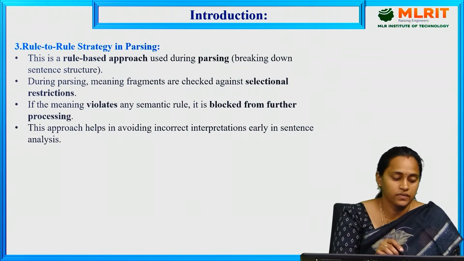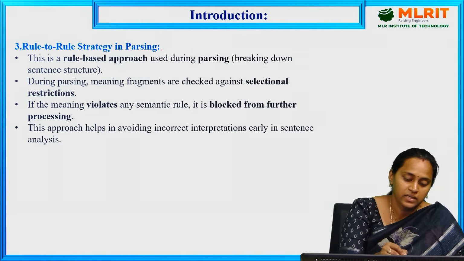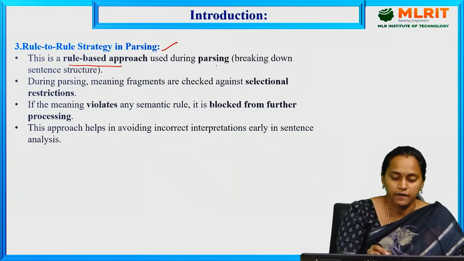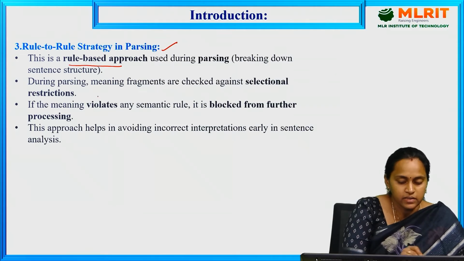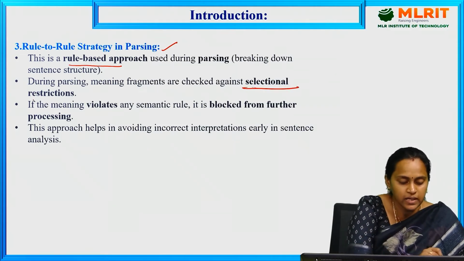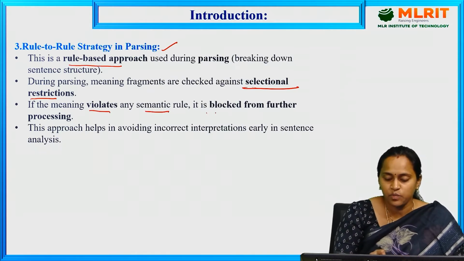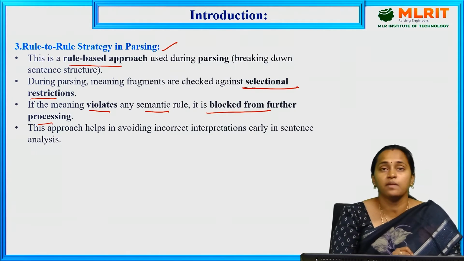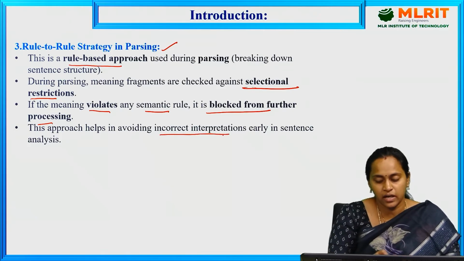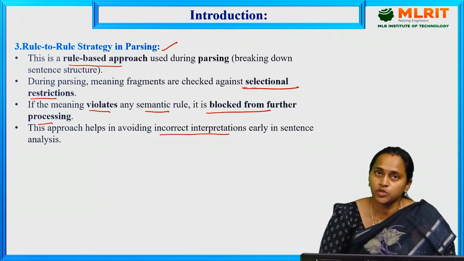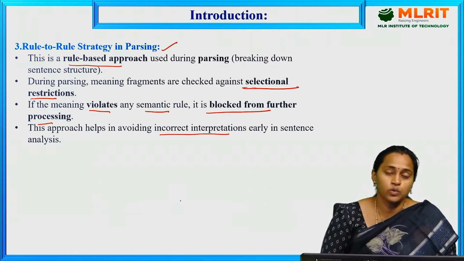Let's see the third one, rule-to-rule strategy in parsing. That means we have to follow a rule-based approach and break down the sentence. We use the selection restrictions, and if a sentence violates any semantic rule, it is blocked from further processing. This approach helps to avoid incorrect interpretations early in a sentence. Suppose we find an incorrect sentence, it automatically stops the process. This is the rule-to-rule approach, where we specify the sentence through a step-by-step rule process.